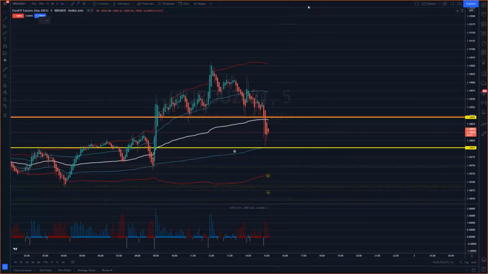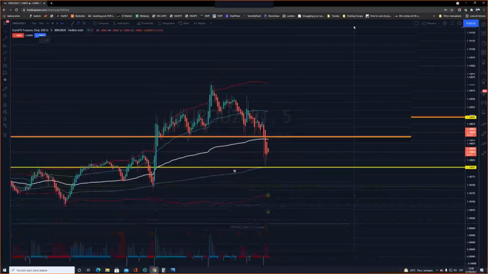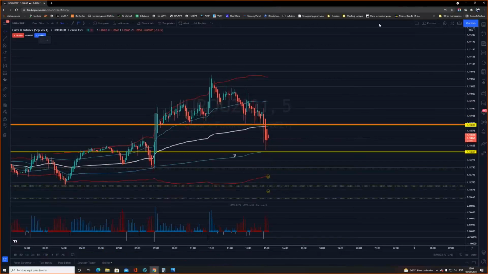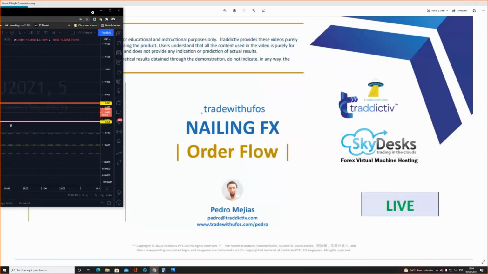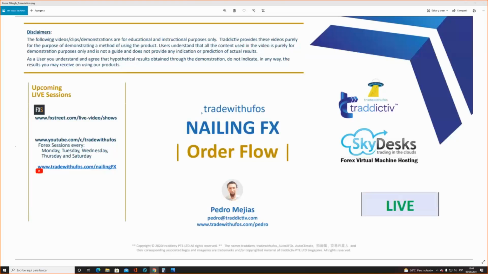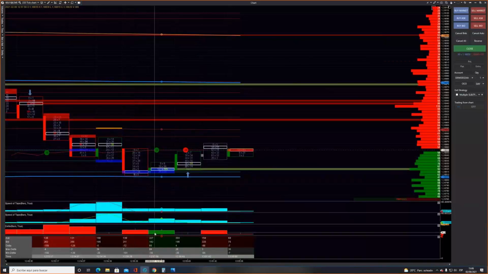And to do that, I actually prefer to use my order flow software in combination with these indicators. I like to use it because it will tell me pretty much what's going on in the market. Okay, so let me bring it up so you can see what I'm talking about. Okay, here it is.